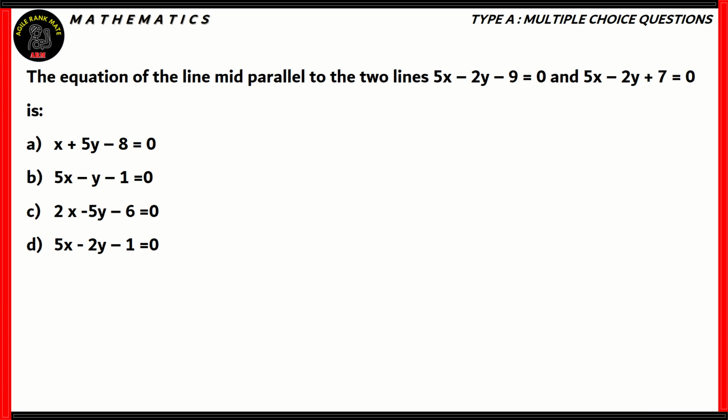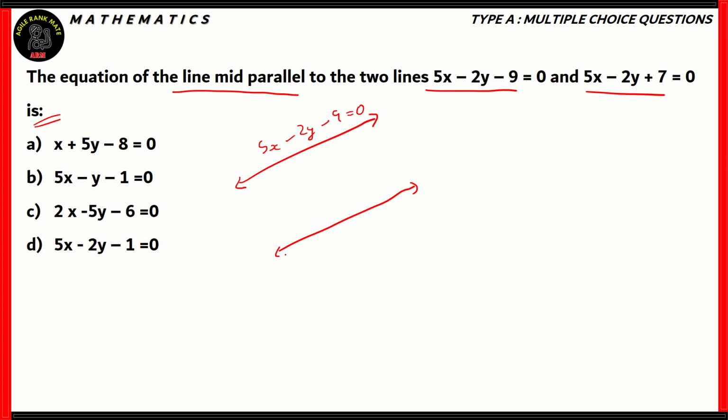Now let's look at the final question for this particular episode. The equation of the line mid-parallel to the two lines 5x minus 2y minus 9 equals 0 and 5x minus 2y plus 7 equals 0 is. So in order to understand the question, we've got two lines. The first line is 5x minus 2y minus 9 equals 0, and the second line is 5x minus 2y plus 7 equals 0. Now we've got a third line.